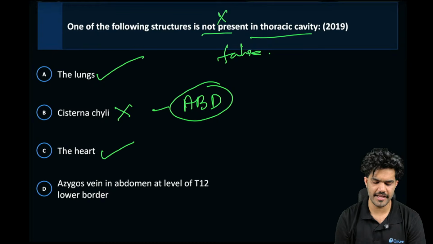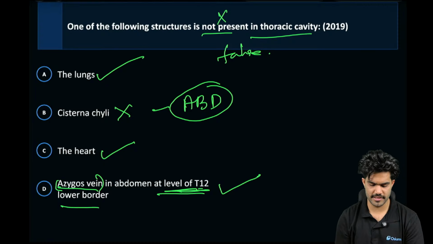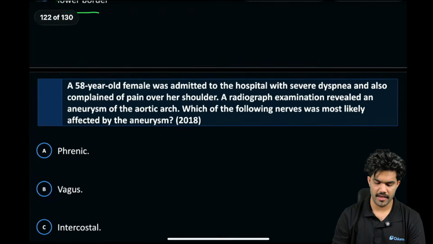Okay. Heart in the thorax? Yes. Even small children can answer this question. Azygous vein at the level of T12 lower border? Yes, true. So the false statement here is cisterna chyli.